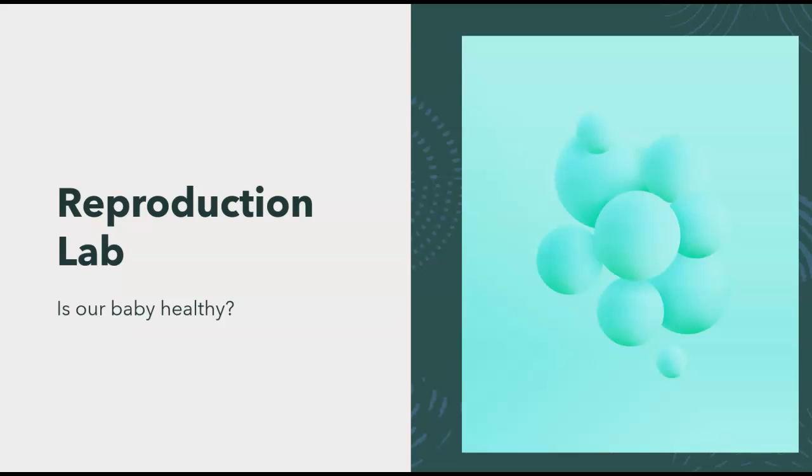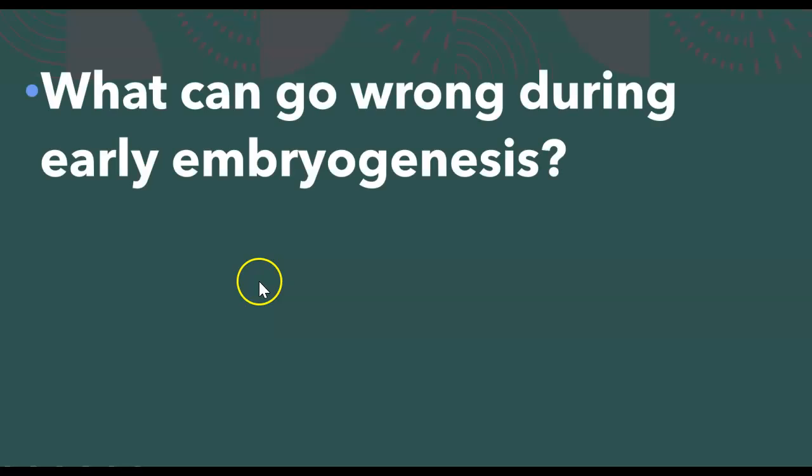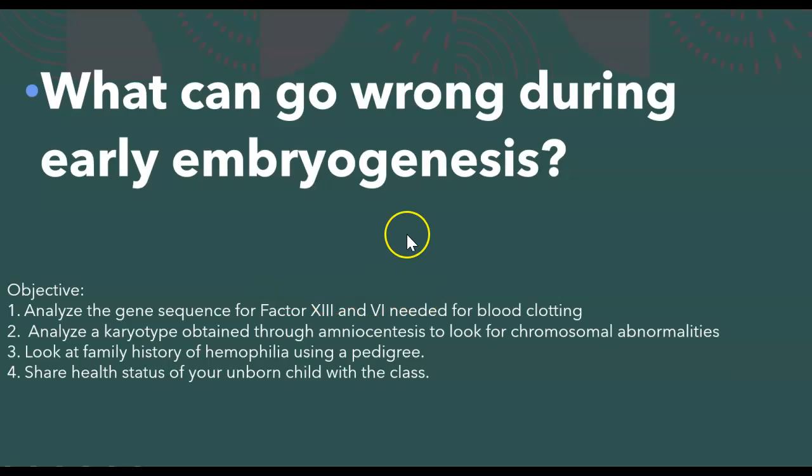through a generation. As we get started, you're going to want to have this document handy with you so that you can look through it as we go through the different PowerPoint slides to help you through. What we're really trying to do is figure out what can go wrong during early embryogenesis. So what can happen at the very beginning at that cellular level that could lead to different kinds of problems, future problems for your unborn child.